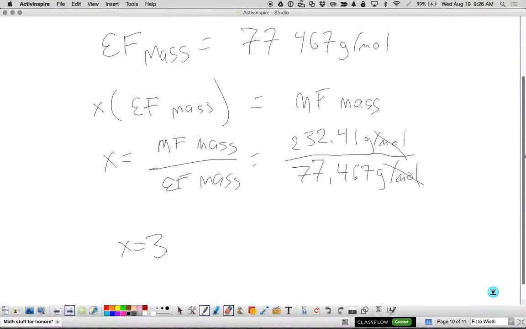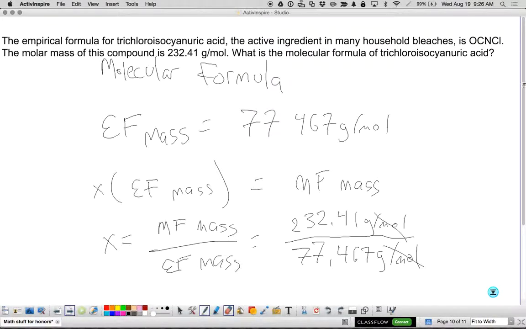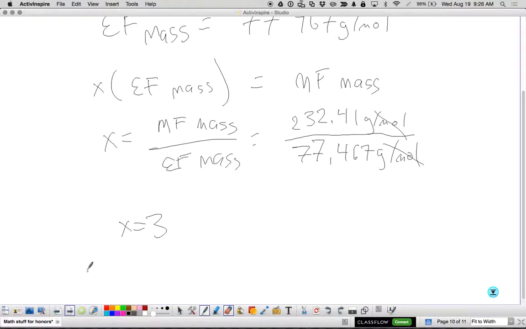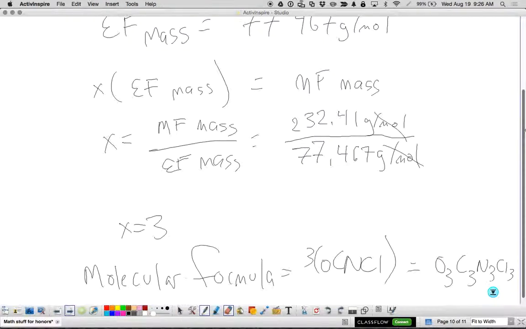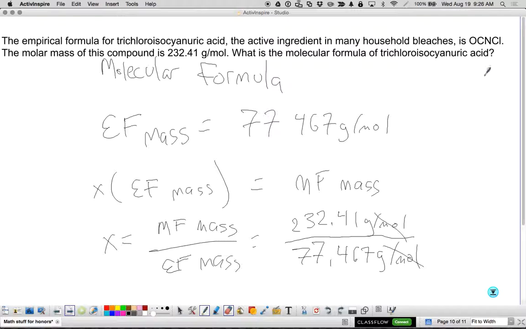So I know that if I take the empirical formula and I multiply all those by 3, I'll get the molecular formula. And that's really easy because those are all 1. And I'll even take this extra step. OCNCl, which equals O3C3N3Cl3. Okay? So that is converting empirical formula to molecular formula.